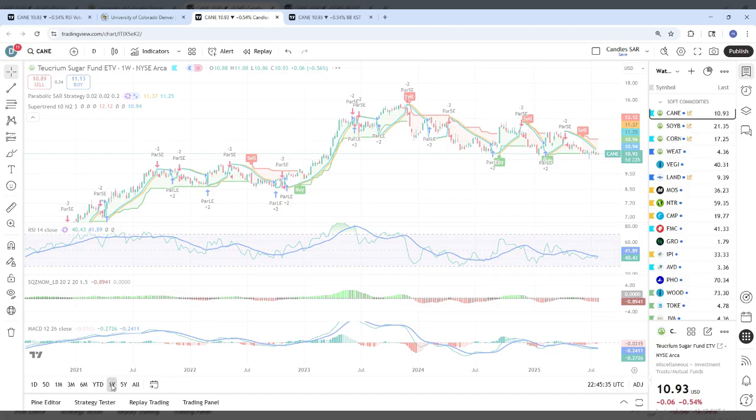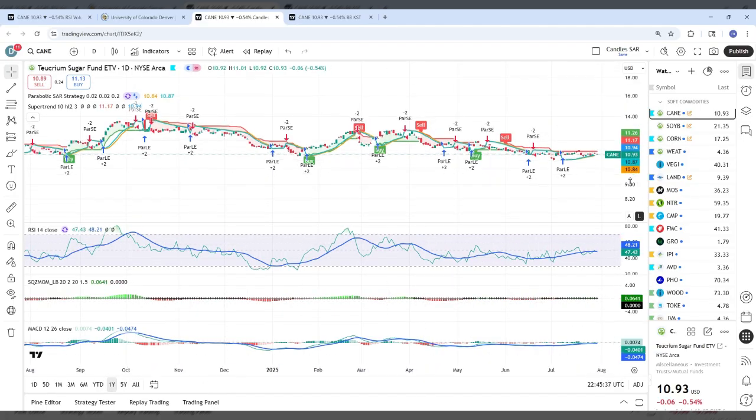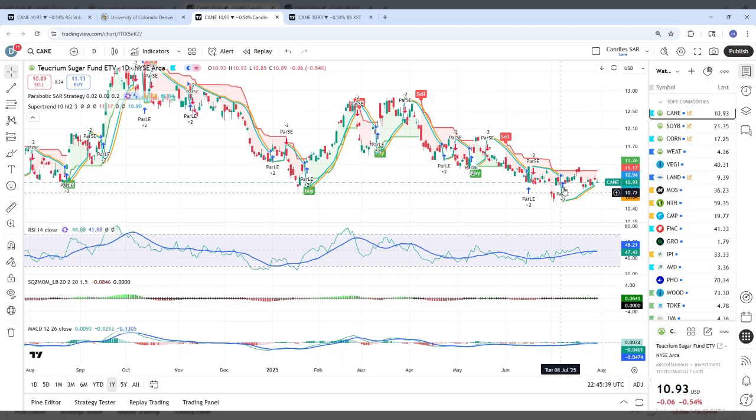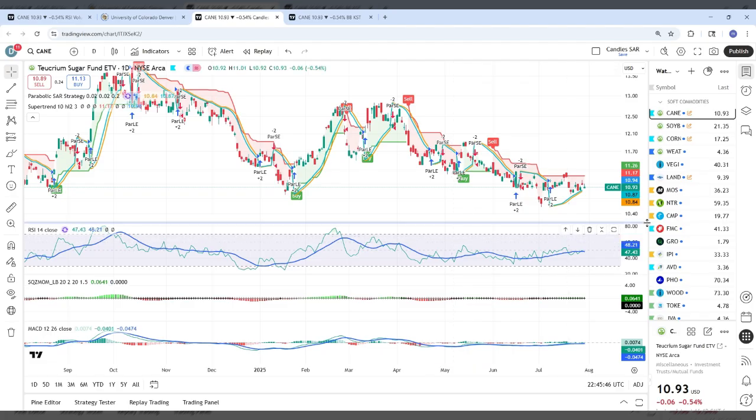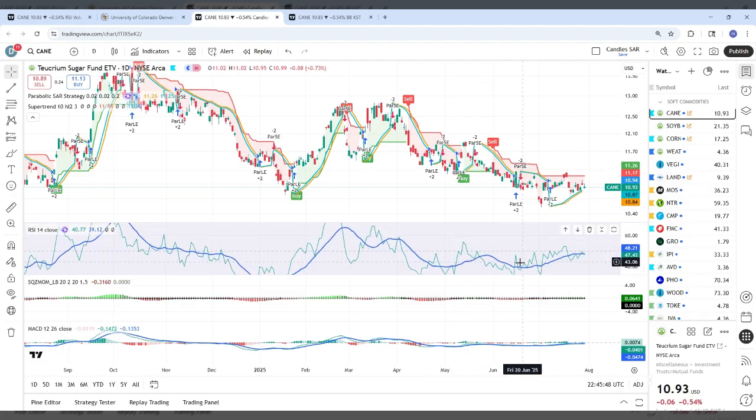On the daily, we got a buy here on the parabolic SAR. Still a sell for the SuperTrend. We're approaching on the RSI the midpoint, the 50 level. So this was kind of a double bottom, right here and here.